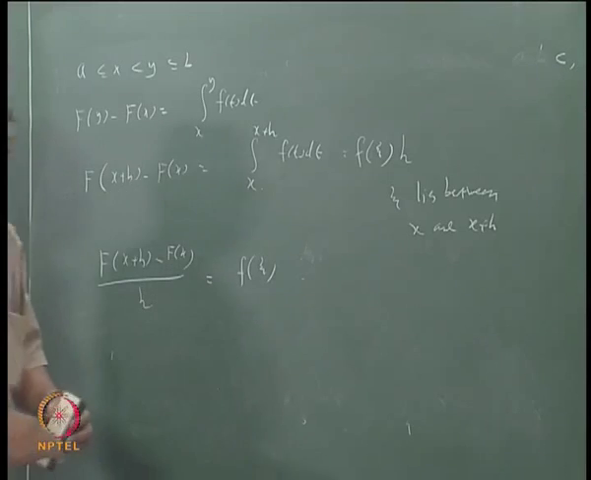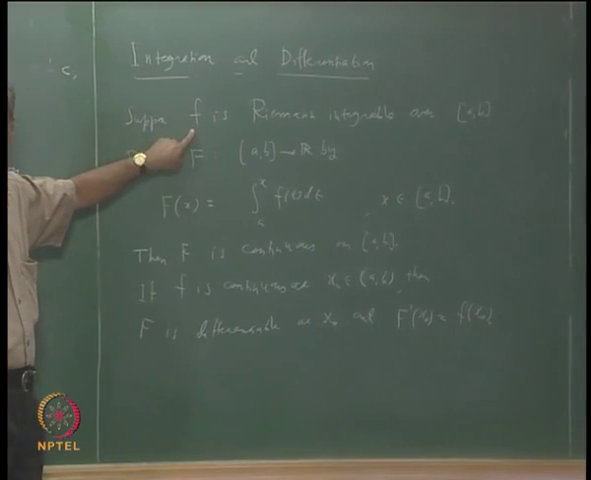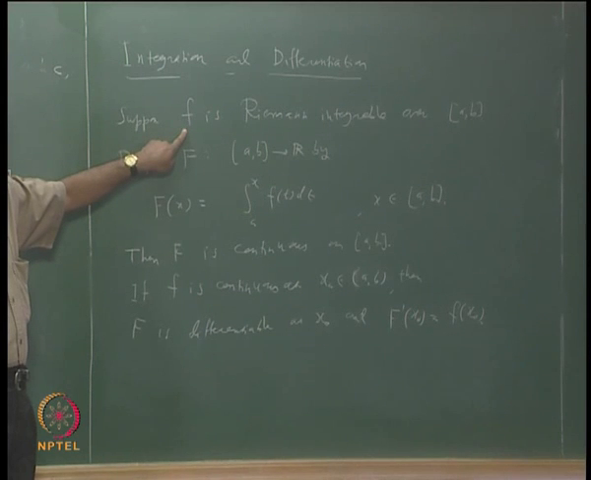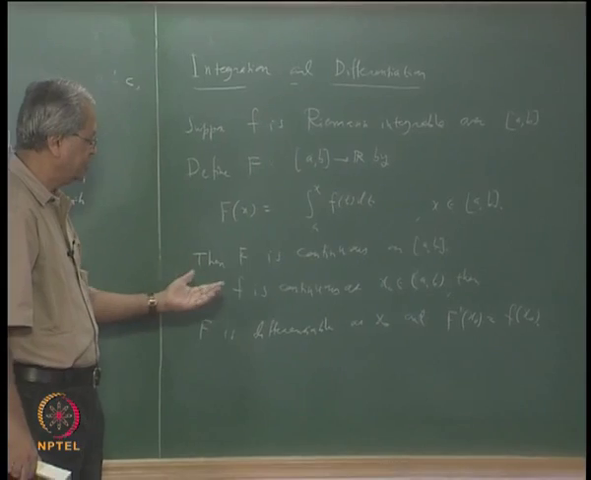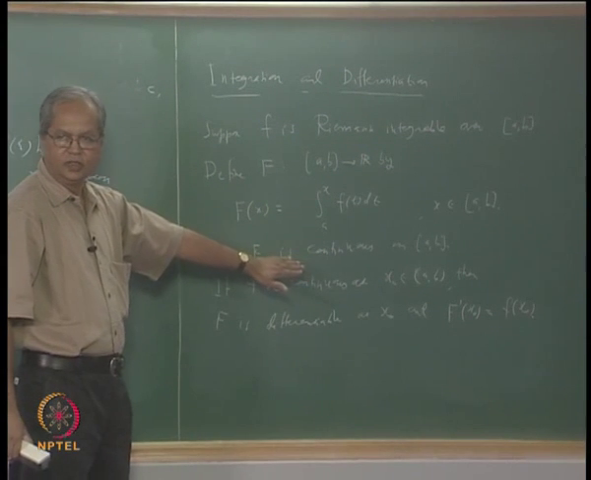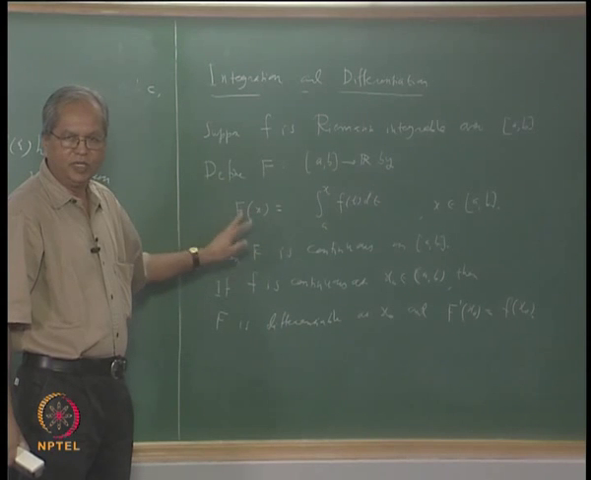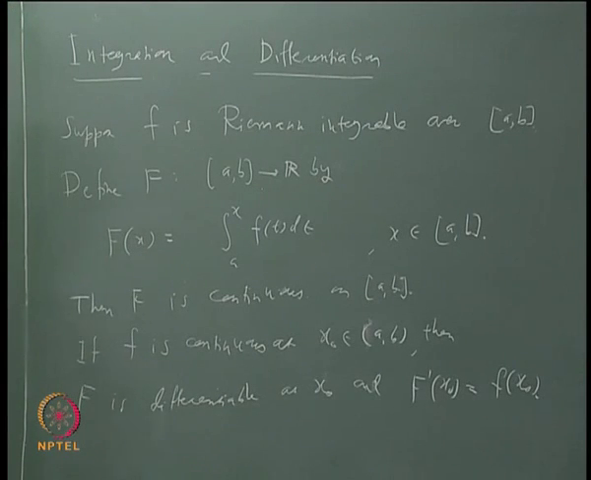But we are not assuming it here. We are assuming that f is just Riemann integrable. So we will need some extra work here. And again this property we are proving just pointwise: if f is continuous at just one point x naught, at that point big F is differentiable and its derivative equals the value of the small f at x naught. Now let us see how that can be proved.